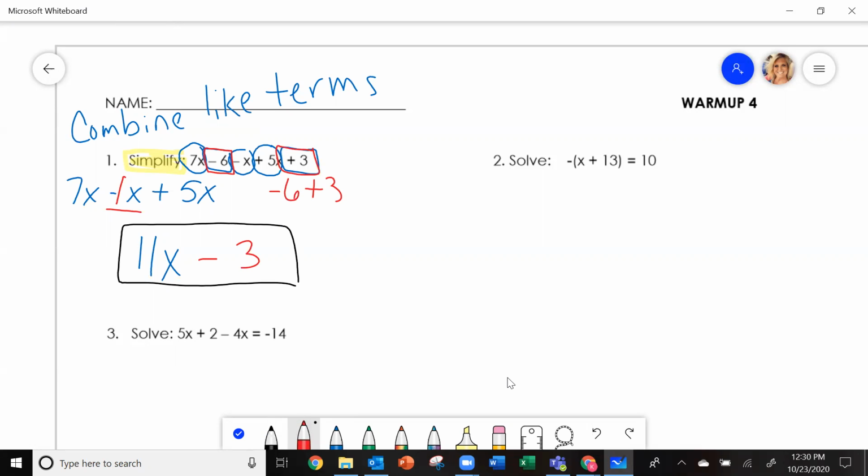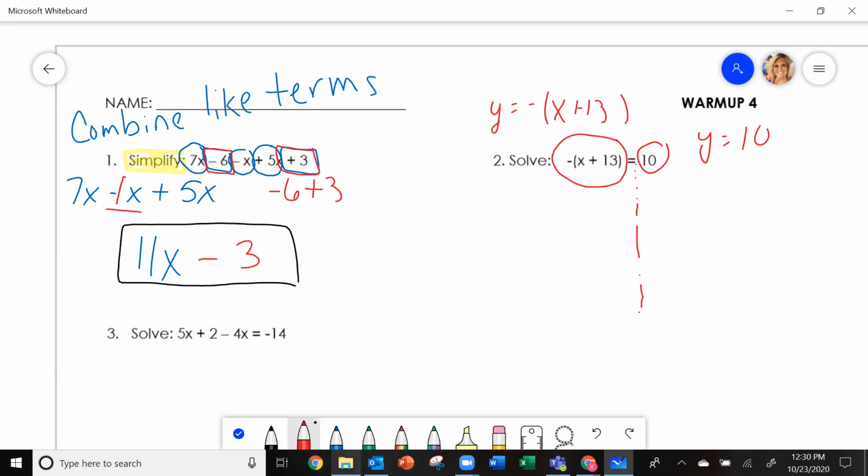On the second one, solving equations. Now, remember what we talked about to find these in the calculator. Take the left-hand side and make it an equation. Y equals negative x plus 13. And the other equation is the other side, y equals 10.